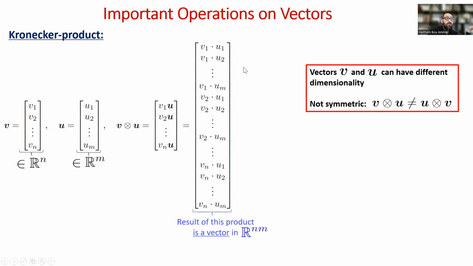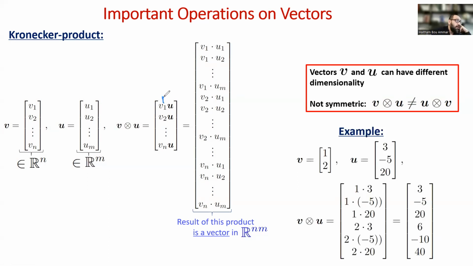Now notice that the size of this vector will be R^(n times m). Why? Well, the first thing we have is V1 multiplied by the whole vector U. That will give me m components, so that's the first m components right there. Then you take V2 multiplied by U again, and that's the second m components. Then you will have V3 by U again, which will give you another m components. And then you're doing that n times. So you'll get a vector of size R^(n times m).